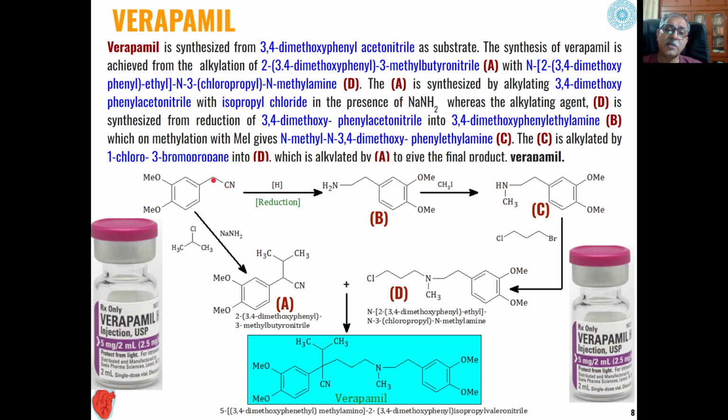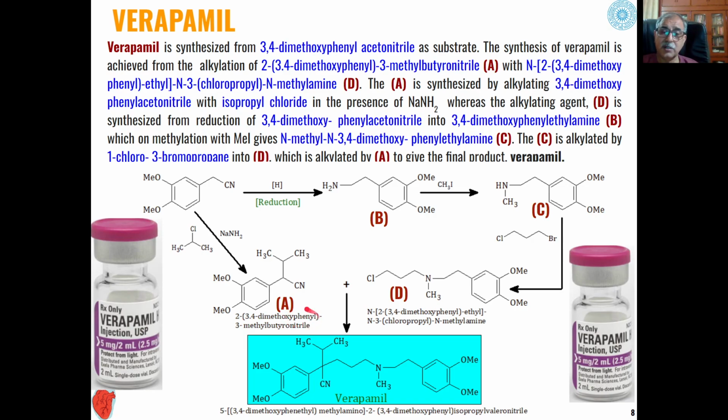this strong base, because of the presence of these electron withdrawing groups, a carbanion will be generated at this carbon, and this carbanion will attack this carbon with the elimination of halogen atom. So carbon-carbon bond formation will take place, and we will get this type of cyano product, 2-(3,4-dimethoxyphenyl)-3-methyl butyronitrile.